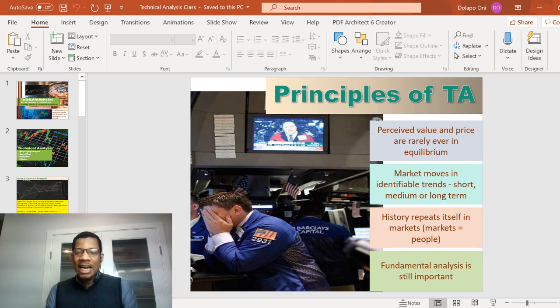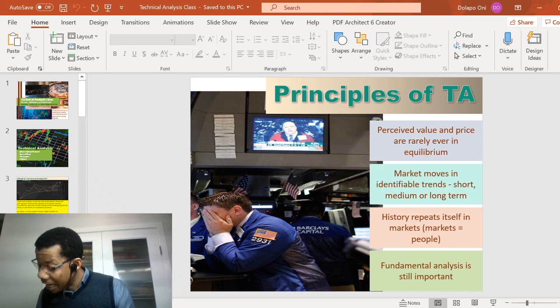Now, the assets in the market are not just equities alone. You can buy cryptocurrencies, you can buy commodities, you can buy currencies and so on. And these patterns, these trends tend to repeat across all markets, and that is why technical analysis is very critical. Another principle of technical analysis is the fact that markets move in identifiable trends.